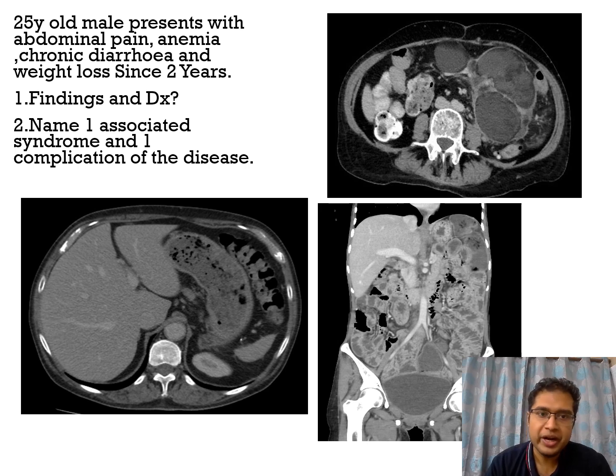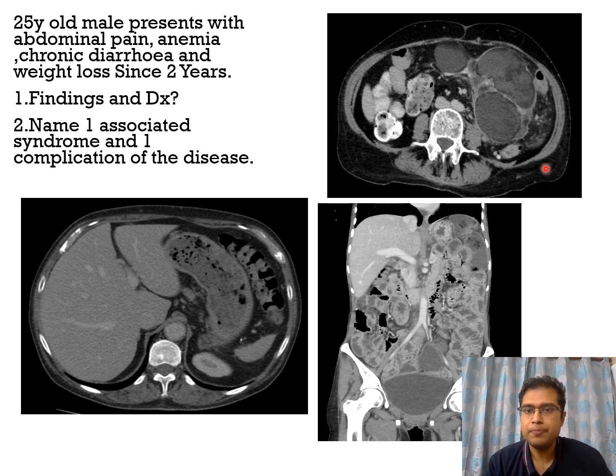Here we have a 25-year-old male who presents with complaints of abdominal pain, anemia, chronic history of diarrhea and weight loss since the past 2 years now. And I have provided you with the CT scan sections of this patient.